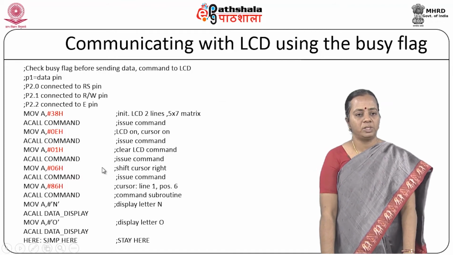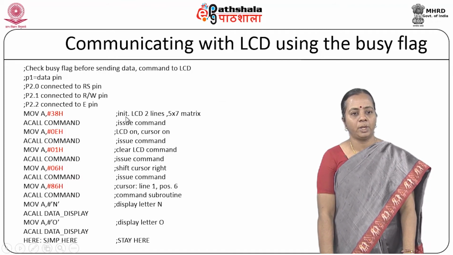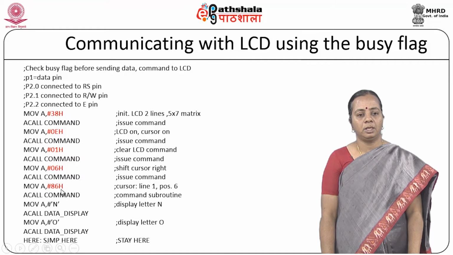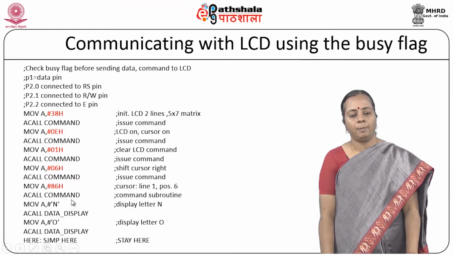Otherwise, it will be similar to the one which we have done. Remember that first I move a command 38, which makes 2 lines and 5x7 dots. Again I call the command write, and the command is written over there. Again by moving 0E as a command, command write, so that the LCD is on and the cursor is on. By sending 01, it clears the LCD. Again I am sending 06, so that the cursor moves to write, and by sending 86, which makes the line 1 and position 6, I can place my cursor at whatever position I wanted to have it. Now I move A, I call data display. Now I move 0, I call data display.